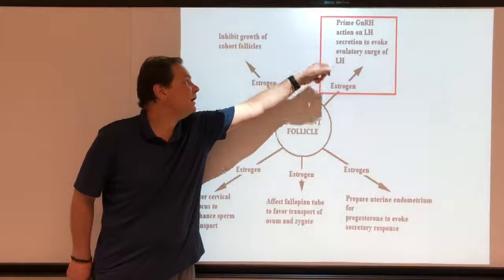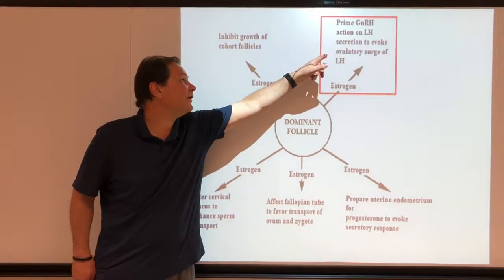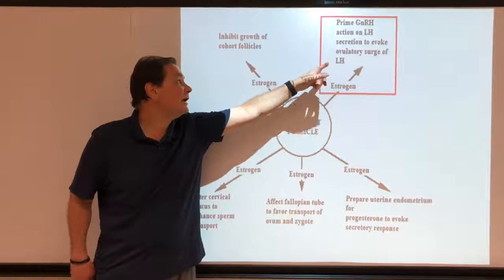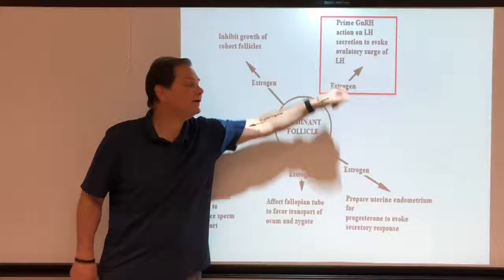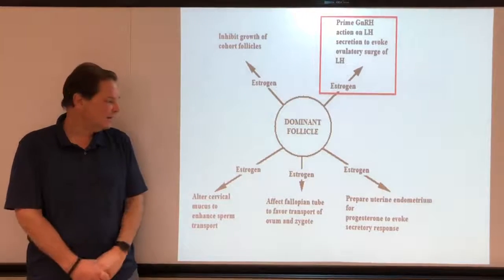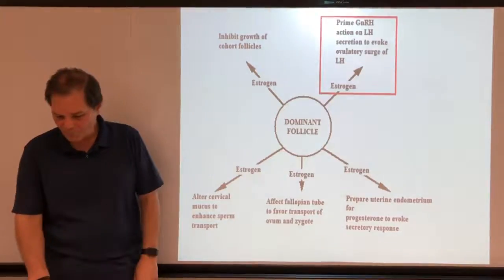The estrogen during that phase primes the hypothalamus to secrete more GnRH, and probably most importantly, it increases the stores of LH in preparation for that LH surge and the release that's coming up. Okay?